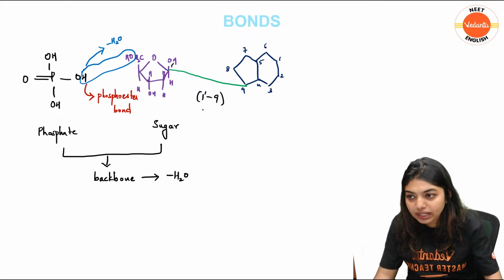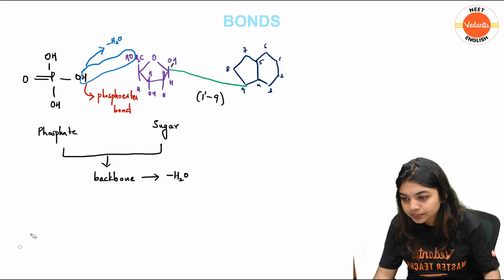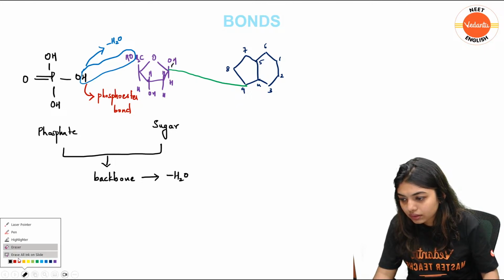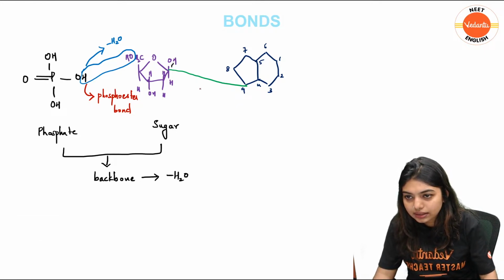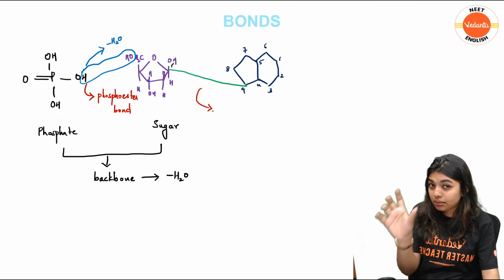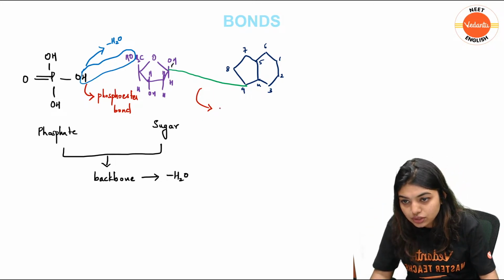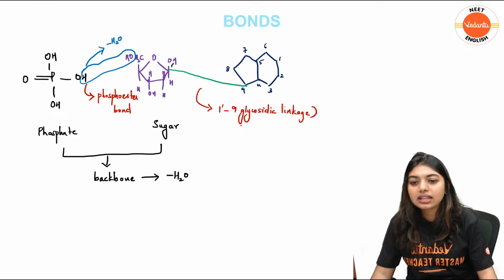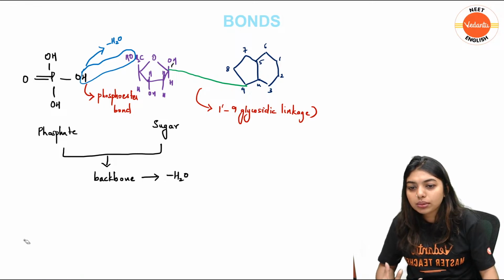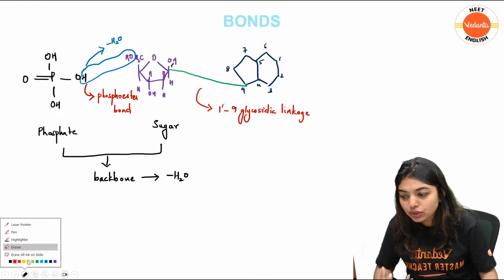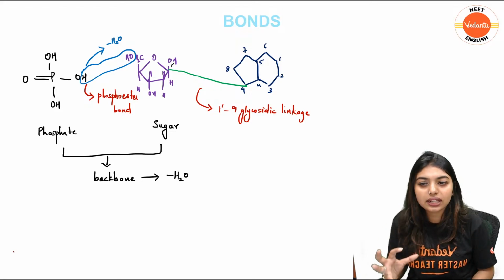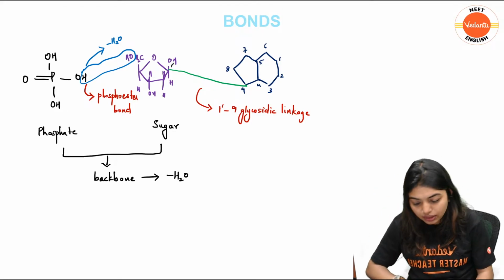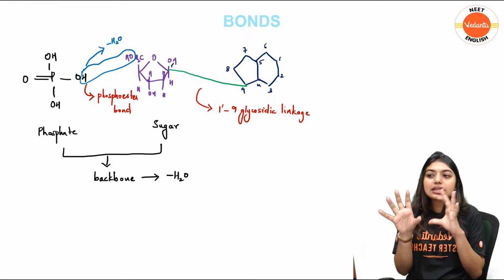That bonding I will call the 1,9 glycosidic linkage. Okay, this is the linkage. Understood? So how will you remember it? Understand there's a sugar and a purine, so you think of it like sugar is glucose, so glycosidic linkage. And where is the position? 1,9. Okay, 1,9 is the position. This is how the bonding will happen.